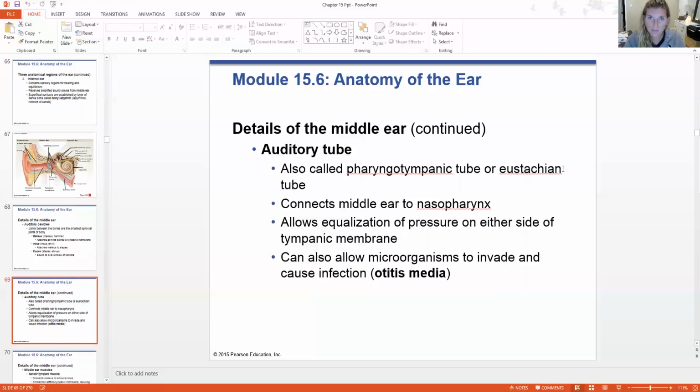Let's talk about some of the other details of the middle ear. You have the auditory tube, or the eustachian tube, or the pharyngotympanic tube. This is the little tube that drains your middle ear into the back of your nasopharynx. It allows for equalizing pressure on either side of the tympanic membrane. It also allows for microorganisms to invade and cause infection, like otitis media or an ear infection.